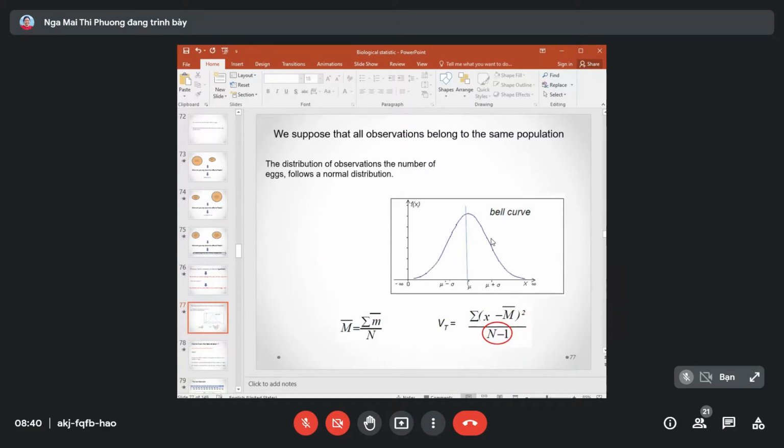The requirement for ANOVA, and for t-test and z-test as well, is that the distribution of all observations follows the normal distribution. So you have to check first whether the data follow the normal distribution. If they do, you can apply t-test, z-test, or ANOVA. Otherwise, we will have another test.